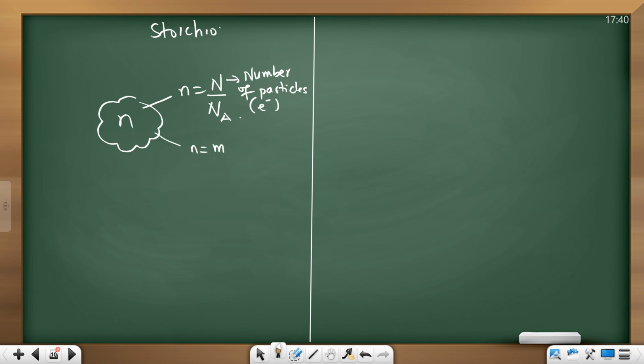Number of moles is mass over molar mass. What's next? N equals volume over molar volume. Next one. C equals what? N over V, which means N equals what? There's nothing you want to calculate in chemistry that is not here, because these are the things you calculate: mass, volume. These are all.